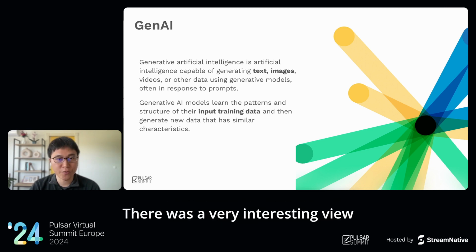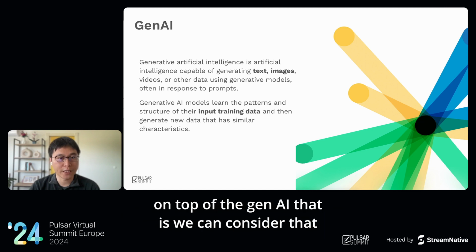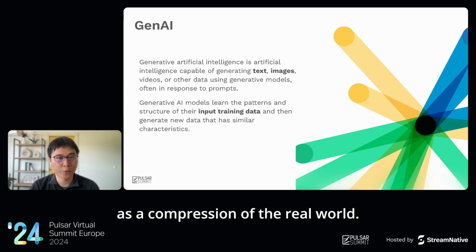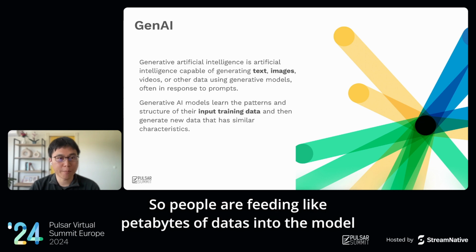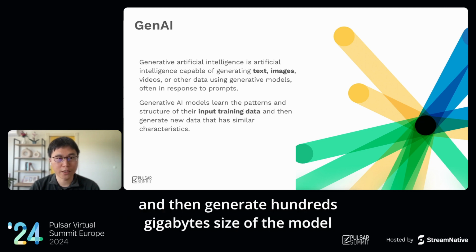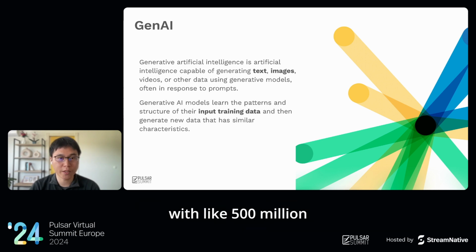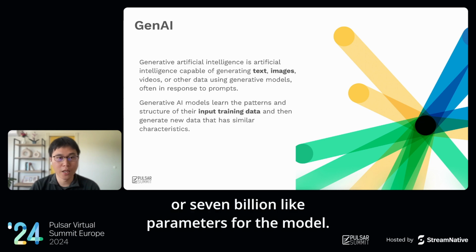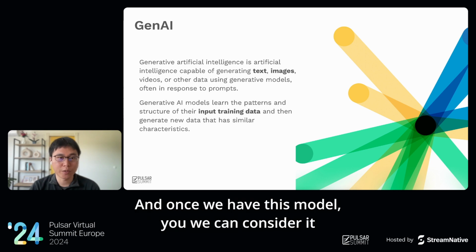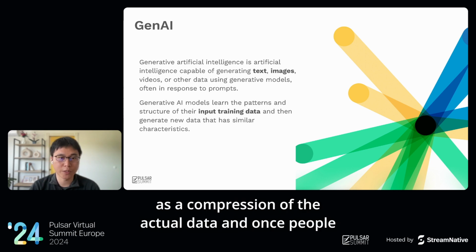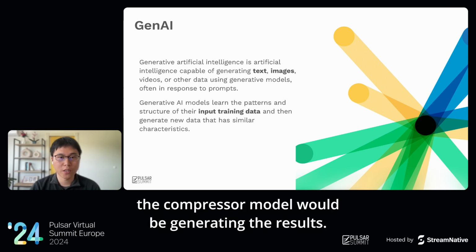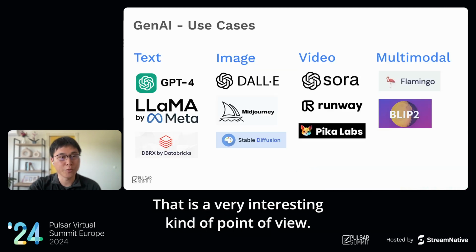There is a very interesting view of GenAI, that we can consider it as a compression of the real world. People feed petabytes of data into the model and generate a model of hundreds of gigabytes in size, with 500 million or 7 billion parameters. Once we have this model, we can consider it a compression of the actual data. And once users feed in prompts, the compressed model generates the results. That is a very interesting point of view.